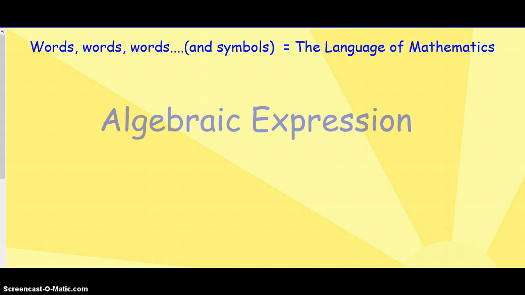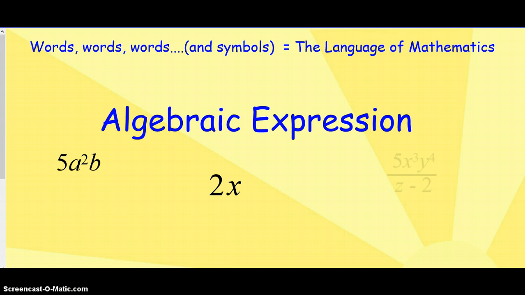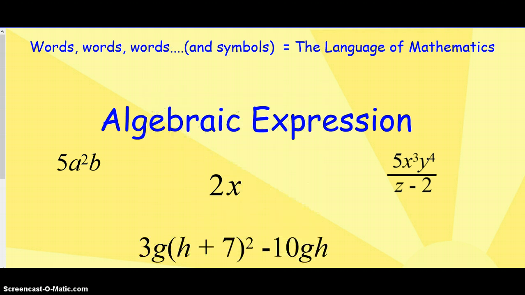An algebraic expression is a mathematical statement that has at least one variable in it. For example, x by itself can be an algebraic expression. If you multiply it by a number like 2x, that's an expression. There are all kinds of expressions that you can create with all of the operations. It can be very simple or very complicated.